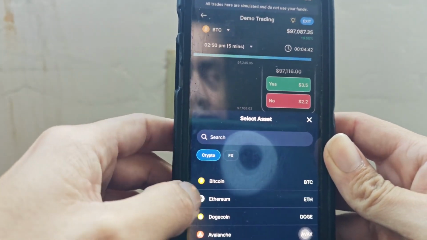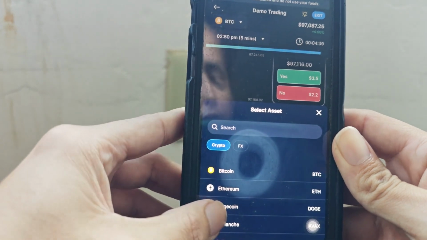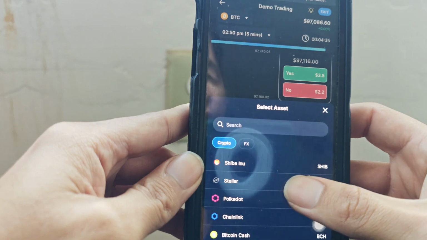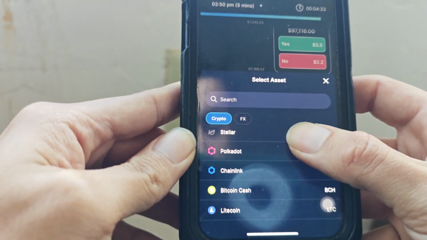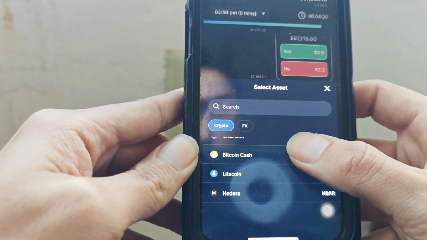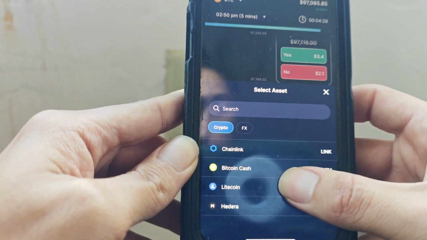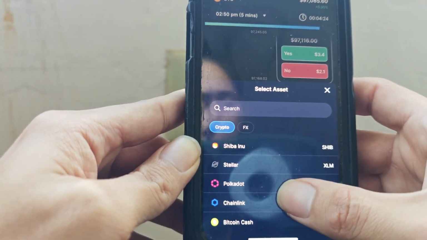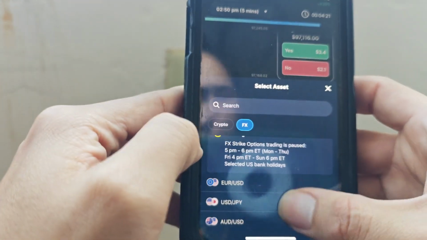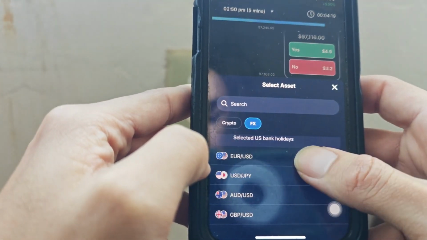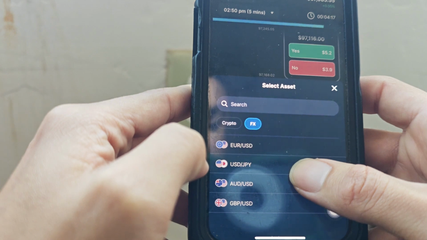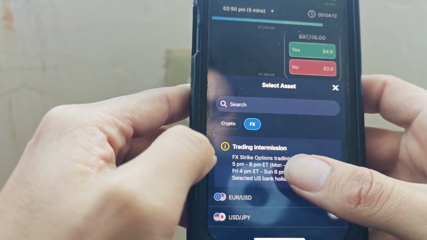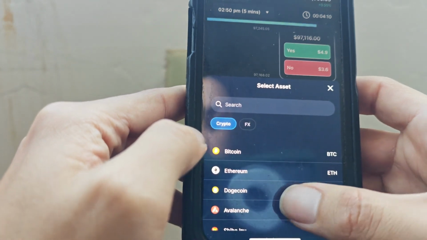In the beginning, they actually just had Bitcoin and Ethereum, but since then they added Dogecoin, Avalanche, Shiba Inu, Stellar, Polkadot, Chainlink, Bitcoin Cash. So they have a lot, right, since the beginning. And I'm pretty sure they're gonna add even more. So that is awesome. And they even have Forex, which isn't open right now, but when it is open, you could trade Euro, Japan, Australia, and the GBP, as you can see. So that's pretty cool too. But let's focus here on crypto.